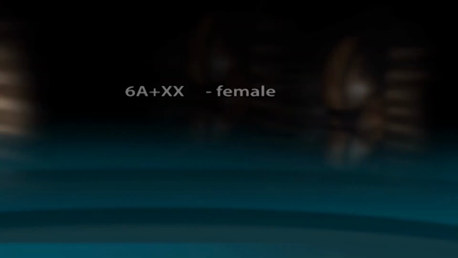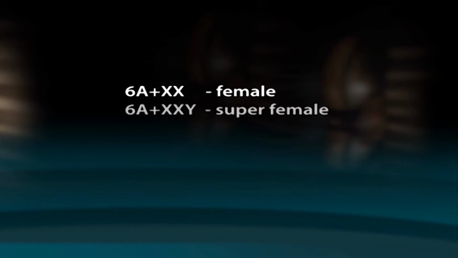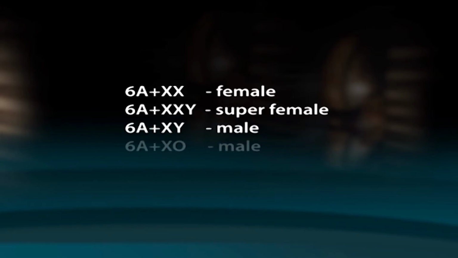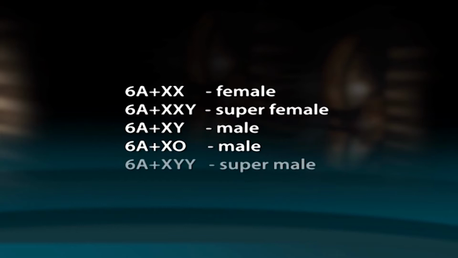For example, if the composition is 6 autosomes plus XX, it is female. If the composition is 6 autosomes plus XXY, it is a super female. In the case of 6 autosomes plus XY, it is a male. 6 autosomes plus X0, it is a male. And 6 autosomes plus XYY, it is again a super male.